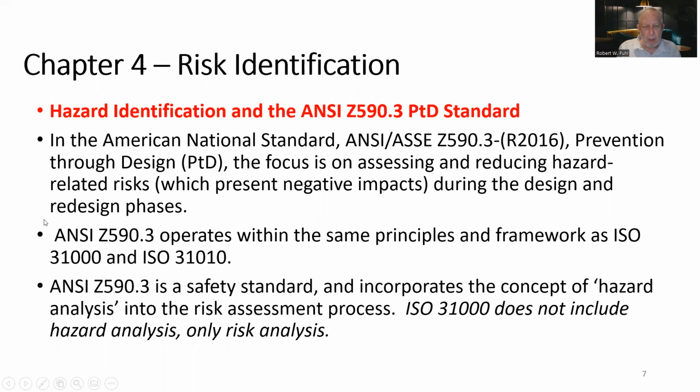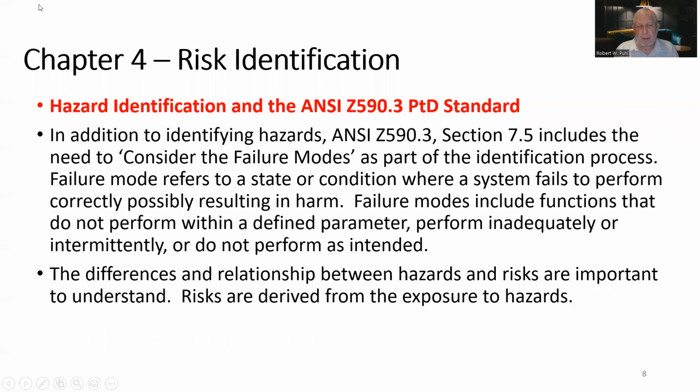So the ANSI prevention through design, assessing risk focuses on assessing and reducing hazard-related risks during the design and redesign phases. And Z590.3 incorporates the concept of hazard analysis in the risk assessment process, but ISO 31000 does not include hazard analysis, only risk analysis. In addition to identifying hazards, ANSI Z590.3 includes the need to consider the failure modes as part of the identification process. Failure modes refer to a state or condition where a system fails to perform correctly, possibly resulting in harm.